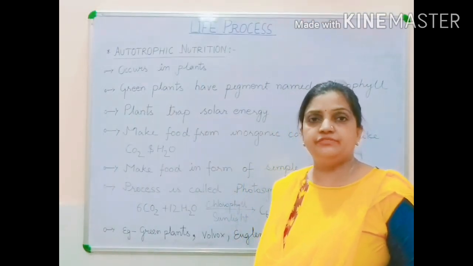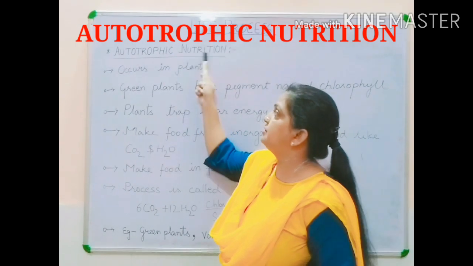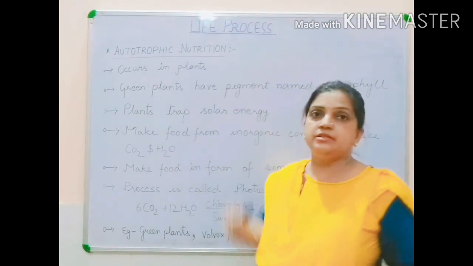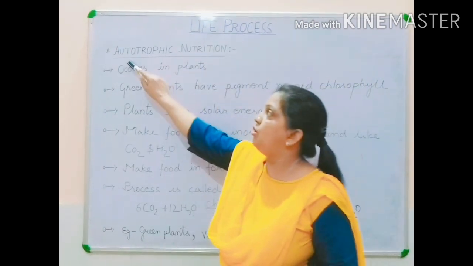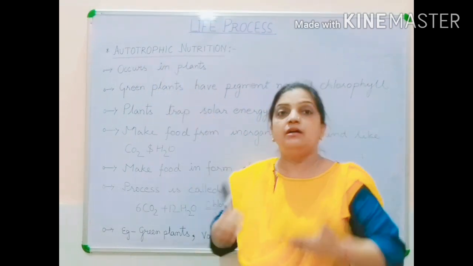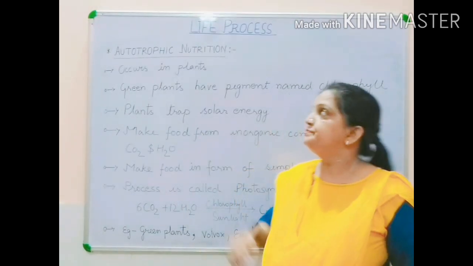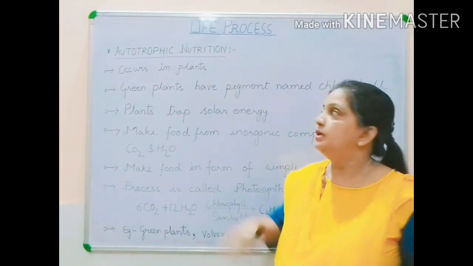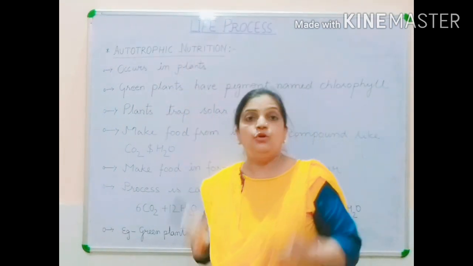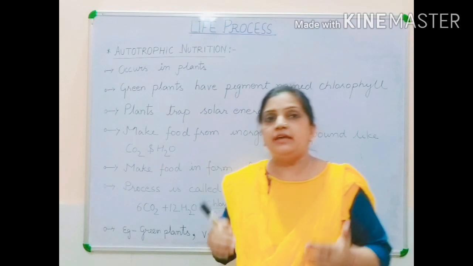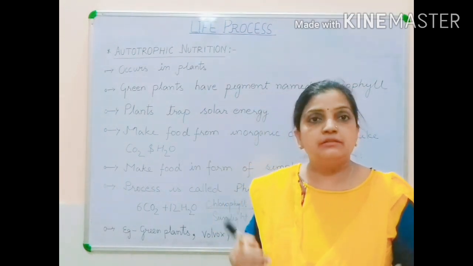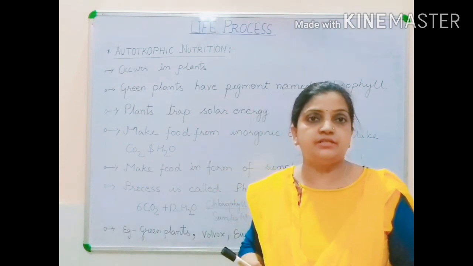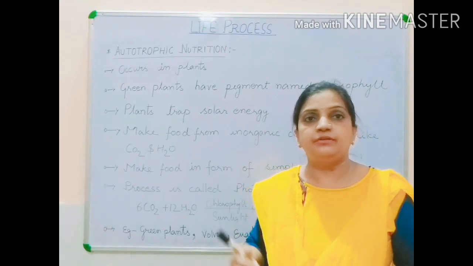Now we are going to discuss the first mode of nutrition, autotrophic nutrition. Children, I told you that autotrophic nutrition is made up of two words, in which auto means self and trophic means nourishment. And nutrition, you know, is the method of taking food. So those organisms who make their food by themselves are called autotrophic organisms, and the mode of nutrition is called autotrophic nutrition.